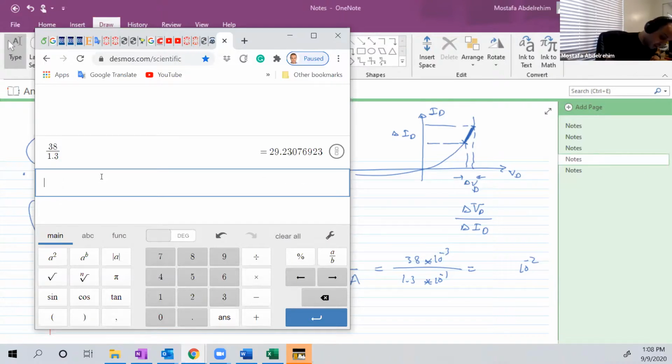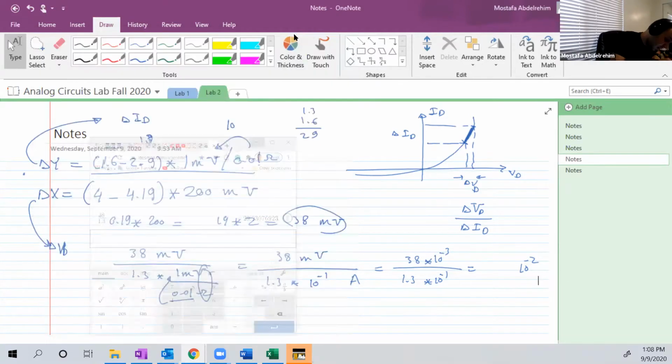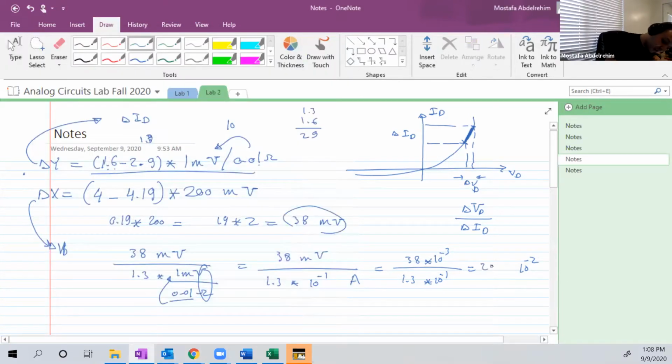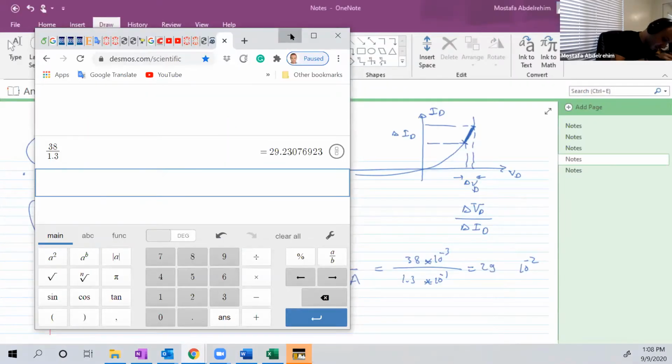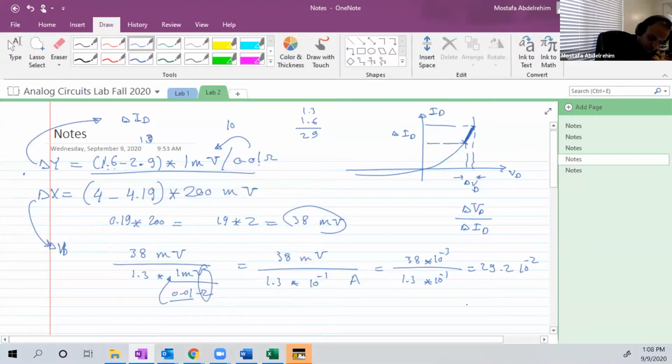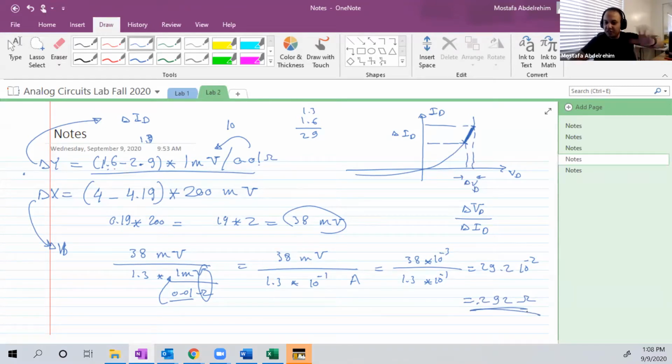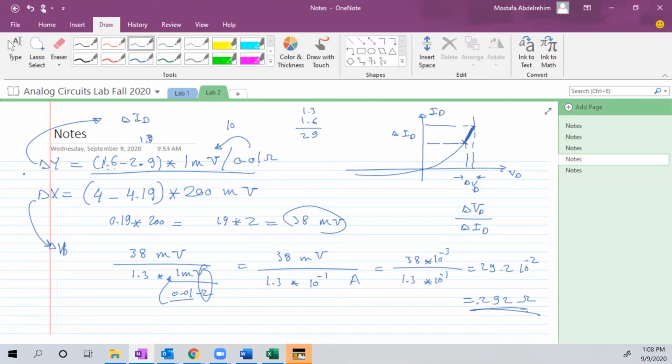So it's around 29, right? Yeah, 29.2. That's good. Okay, so it's similar to the 2.5 that we got before in the step-by-step, or point-by-point, experiment. Clear? Yeah. Okay. If it's not clear, just let me know.